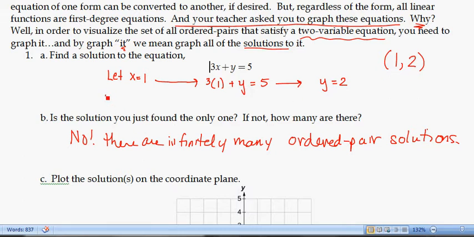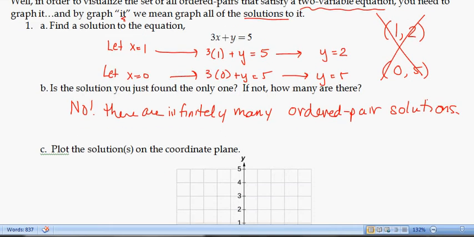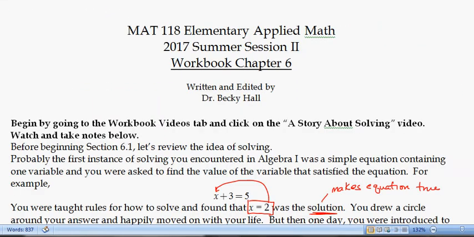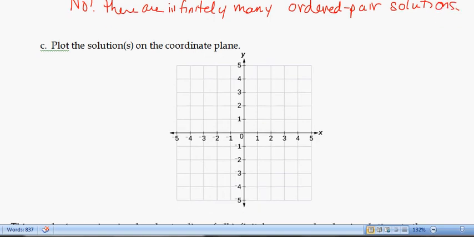So what are some other ones? Like what if I let x equal 0, just to try another one? That would mean 3 times 0 plus y would equal 5. So that would force y to be 5. So then the point 0 comma 5 is a solution. Right? In fact, there's infinitely many. So again, it's not going to really help me to just try to list all of the solutions to this equation, right? Like an exhaustive list is not a good option. So what we want to do is come up with a visual of what the solution means, right?